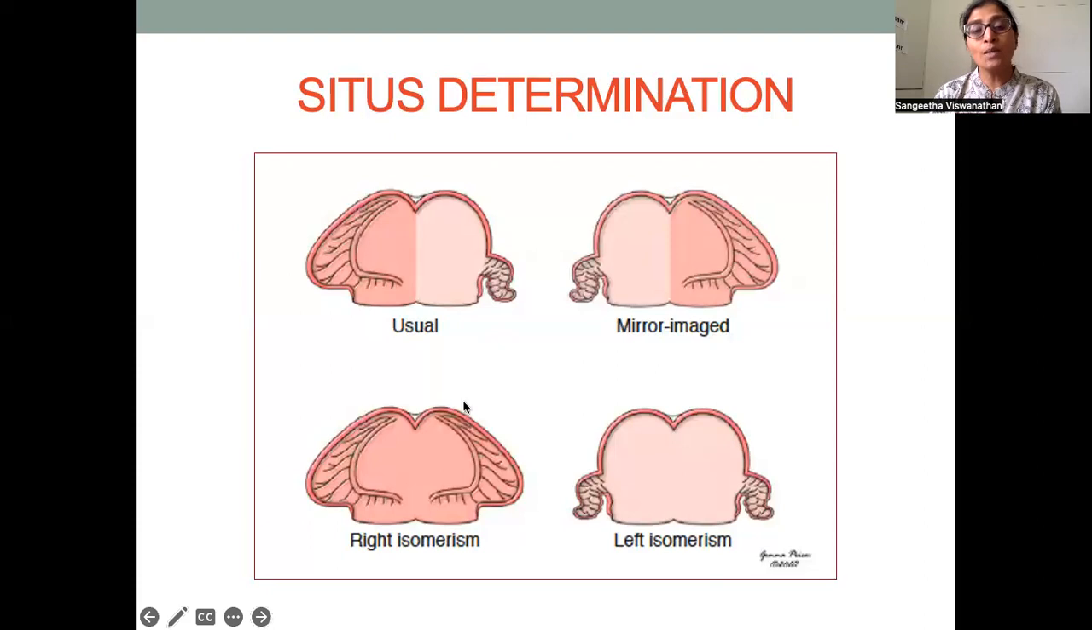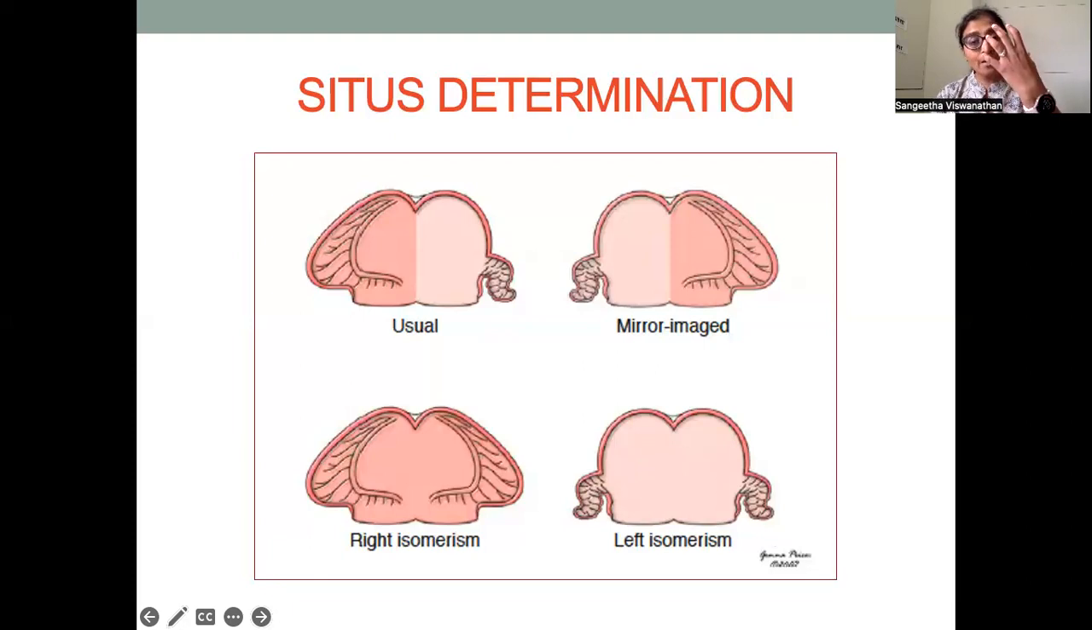Now, you have normal situs or situs solitus, where you have the right atrium on the right side and the left atrium on the left side. You can have mirror image or situs inversus, where you have the right atrium on the left and the left atrium on the right. And then you have these conditions known as heterotaxy or isomerism. What isomerism essentially means is that instead of having a right side and a left side, there are either 2 right sides or 2 left sides. So you have 2 right atria or you have 2 left atria.